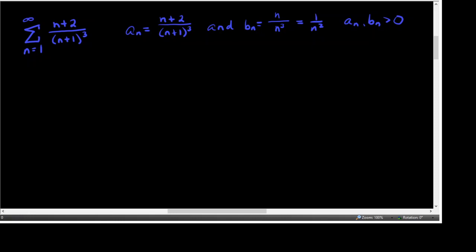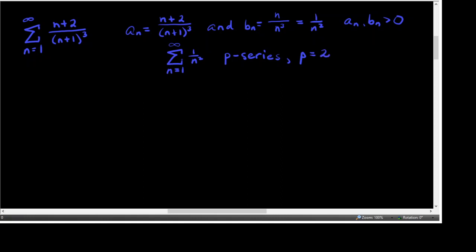So as I said, we're kind of making an assumption here for comparison. All right, so the first thing we have to do after we've established what a sub n and b sub n are, and that they both have positive terms only, is talk about the series for b sub n, the simple one that we're comparing to. So what kind of series is this? Right, it's a p-series.